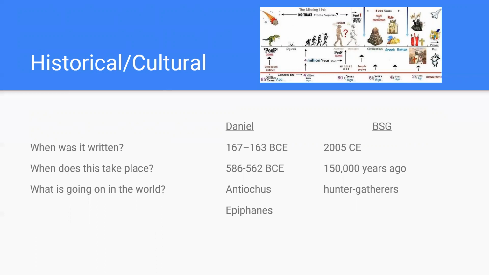If we look at Daniel and Battlestar Galactica, that's the BSG, in this table, we see that we can answer the questions in our quick reference guide. When was it written? Daniel, 167 to 163 BCE, and Battlestar Galactica, 2005. Actually ended in 2005. It was written sometime before that, but the actual recording of it was in 2005 CE.